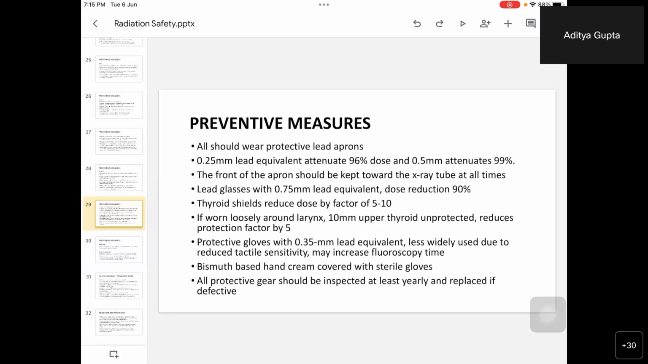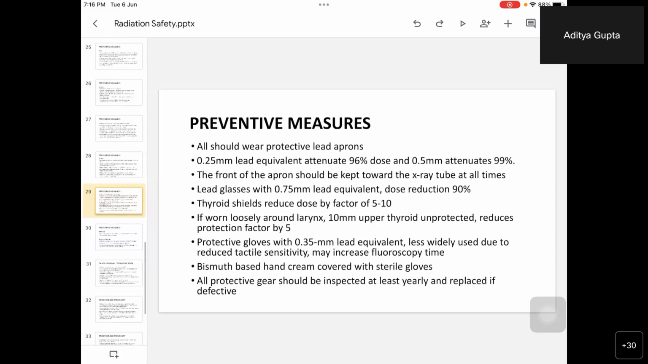Protective gloves with 0.35 mm lead equivalent are less widely used because of the reduction in tactile sensitivity. They can also be used, but if they reduce the tactile sensitivity, they may increase the fluoroscopic time. So nowadays there are bismuth-based hand creams that can be used over the hands, and over that we can wear sterile gloves. All the protective gear should be inspected at least yearly and replaced if defective.